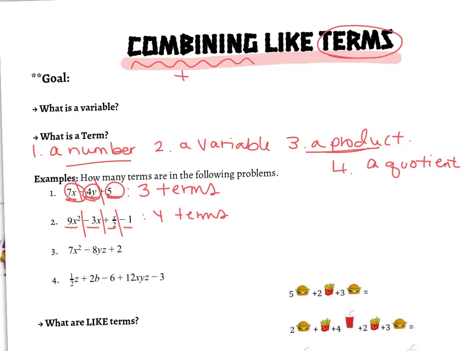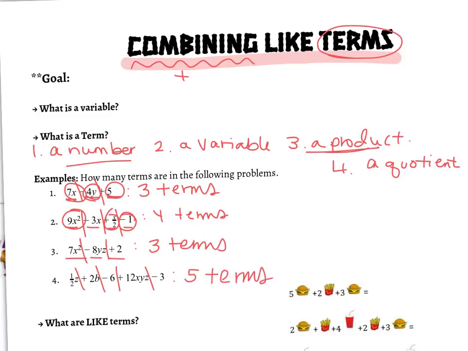Okay, 9x squared is classified as a product. Negative 3x is considered a product. X over 2 is considered a quotient. And negative 1 is considered a number. So go ahead real quick, pause this video, and I want you to do 3 and 4 on your own, and then unpause the video for me, please. So hopefully number 3 you said had 3 terms. Because if I draw my slashes, 1, 2, 3. And number 4 has 1, 2, 3, 4, 5 terms.